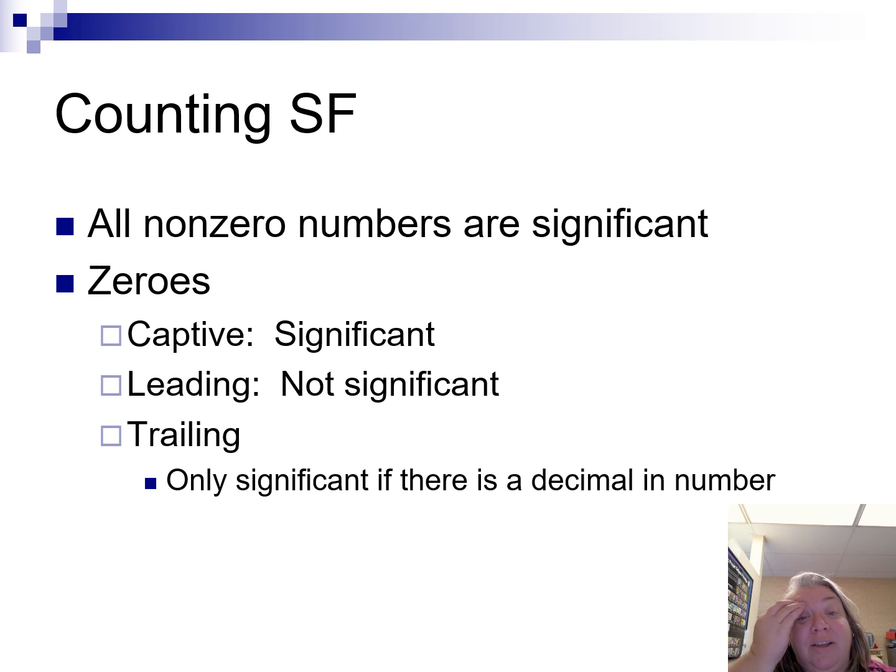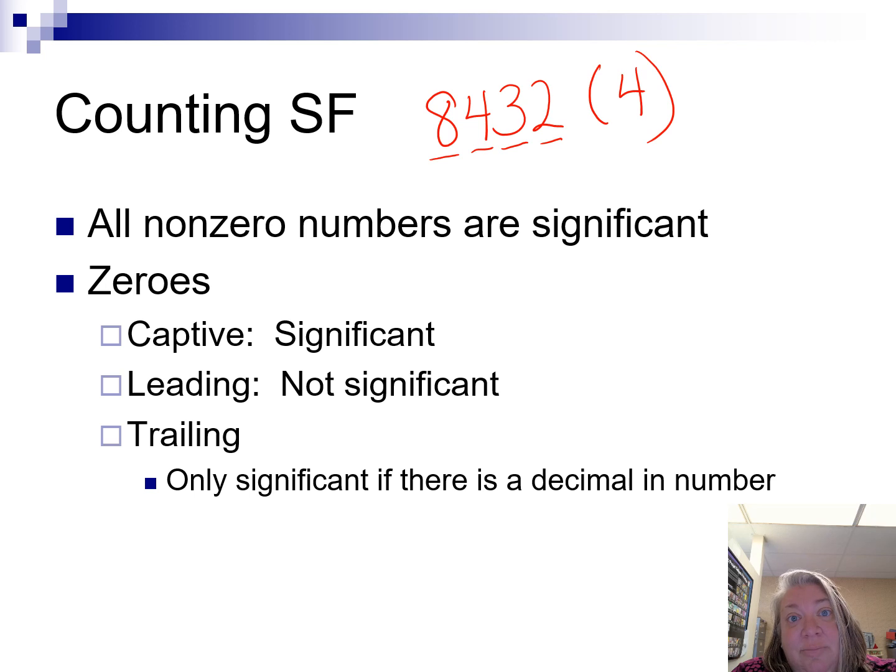So counting sig figs, any non-zero numbers are significant. So 1, 2, 3, 4, all the way to 9, always significant. Let me do an example. So let's say I have the number 8,432. These are all non-zero numbers, so we would count all of them whenever we were looking at sig figs. So that number has 4 sig figs.